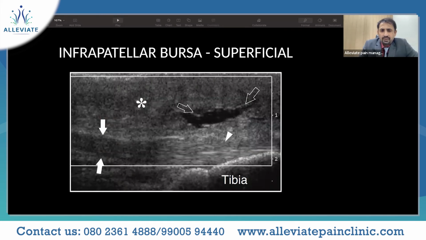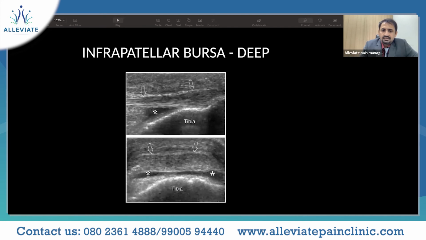Another cause of infrapatellar pain could be your infrapatellar bursa, which could be superficial and deep. In this case, you can see the open arrows pointing towards your superficial infrapatellar bursa. Here you can see a longitudinal and a transverse plane scanning of an infrapatellar deep bursa. Again, it could be aspirated, and it could not be just arthritis; even a bursa injection helps these patients a lot.